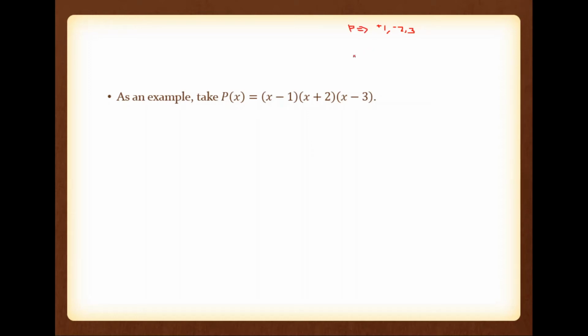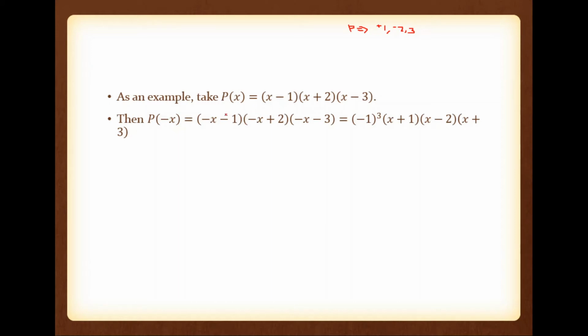Okay, so now what is p of minus x? P of minus x means replace x with minus x. So we have p of minus x is equal to minus of x minus 1 into minus of x plus 2 into minus of x minus 3. So do one thing, from all terms take minus 1 outside.